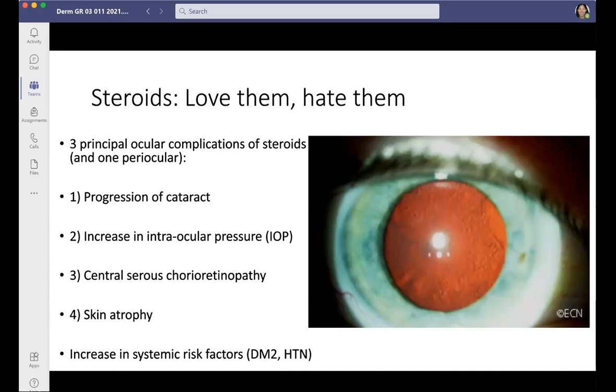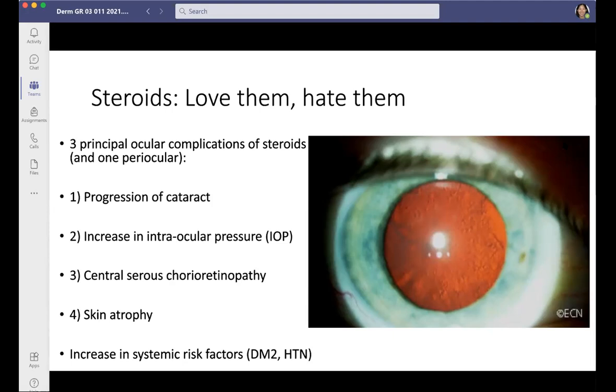The second issue is a certain segment of people can develop increased intraocular pressure, so IOP, and that can lead to glaucoma. And so we have to look out for that too. And then there's a third condition that many of you may be less familiar with, that steroids can have this effect on the retina. It's called central serous chorioretinopathy, or just retinopathy, so CSR, and I'll mention that. And then the fourth one, skin atrophy, that's fairly obvious. We try not to inject steroids into the eyelids, as they can cause some atrophy.